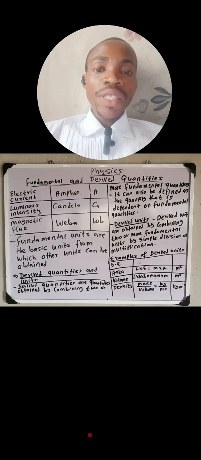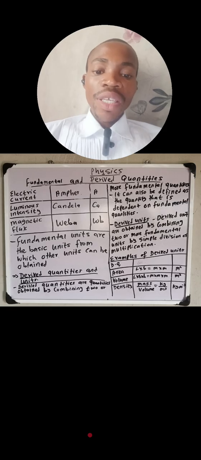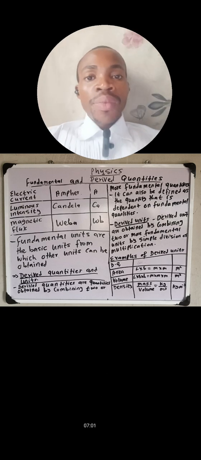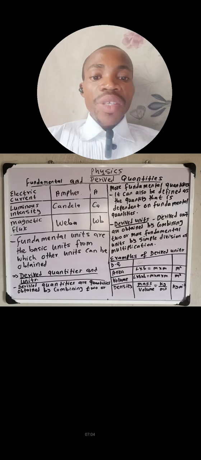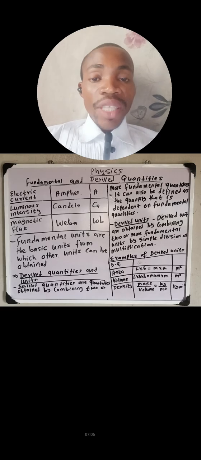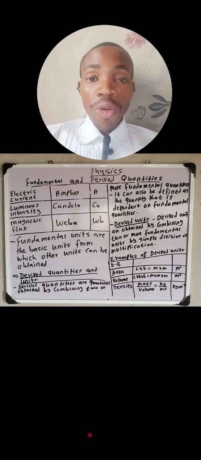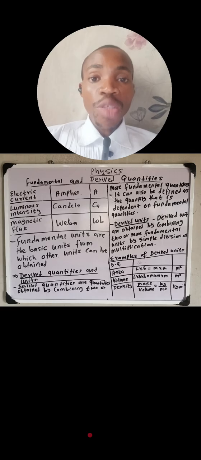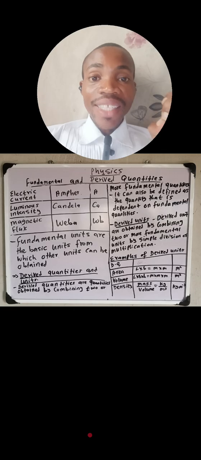Now we have area. What is the formula for area? Length times breadth. And what is the SI unit of area? It's meter square. We say that the SI unit of area is meter square. We have volume. And the SI unit of volume is meter cube. M raised to the power 3 is the SI unit of volume.